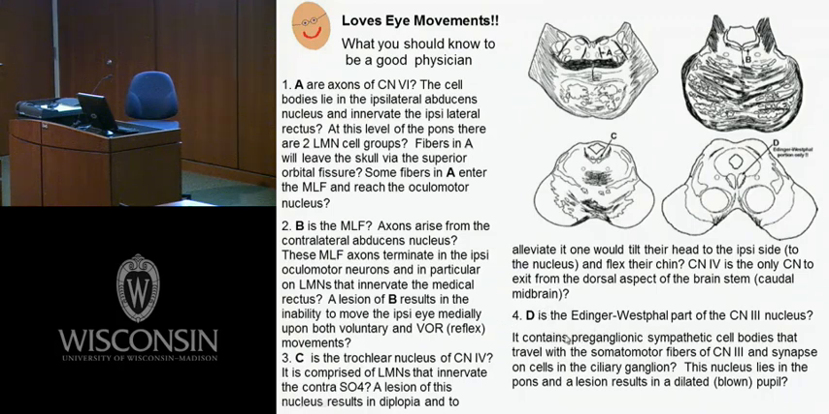These are all true. It contains preganglionic, what if I said, that's wrong. It contains preganglionic parasympathetic cell bodies that travel with the somatomotor fibers, that's true, and synapse on cells. That's all true except for that one thing. This nucleus lies in the pons. What's this? Midbrain. And a lesion results in a dilated pupil. Boy, I really mixed it up for D.